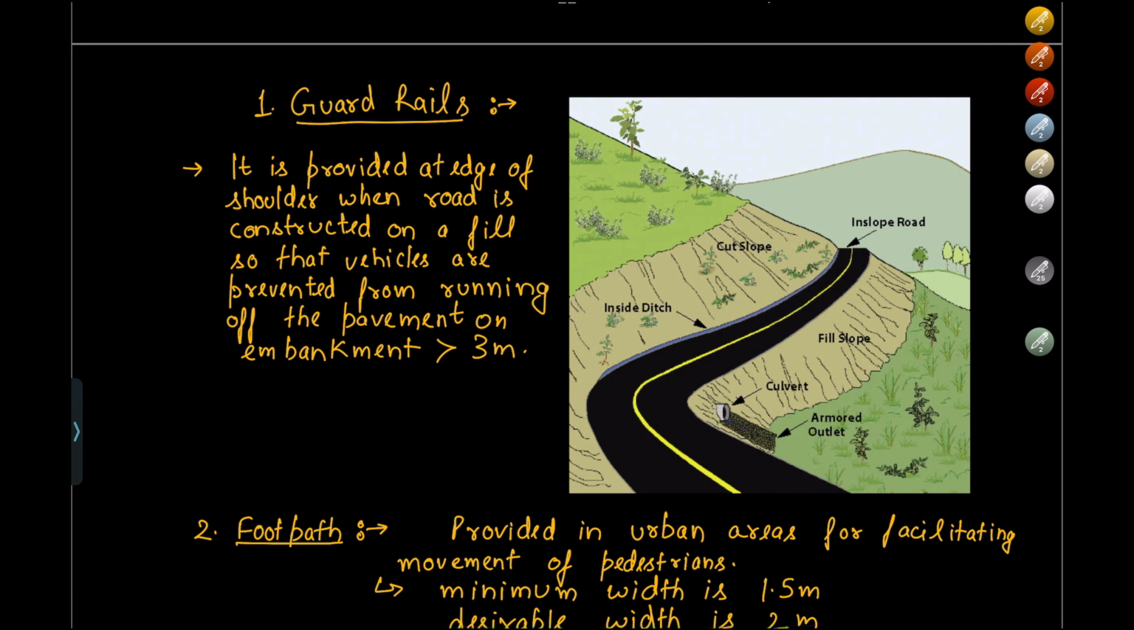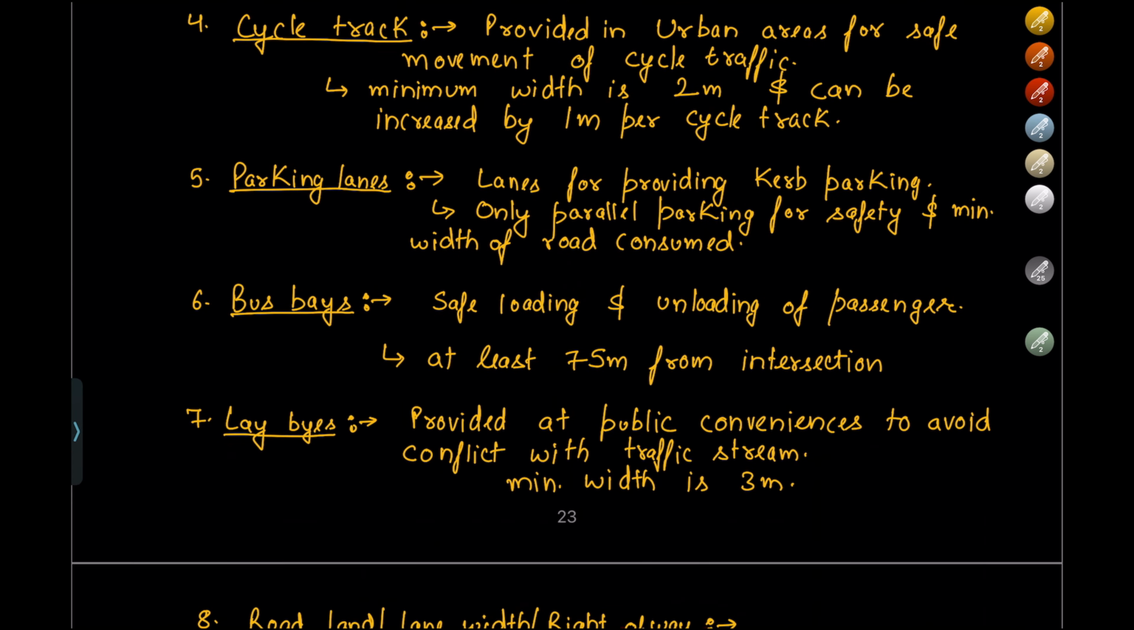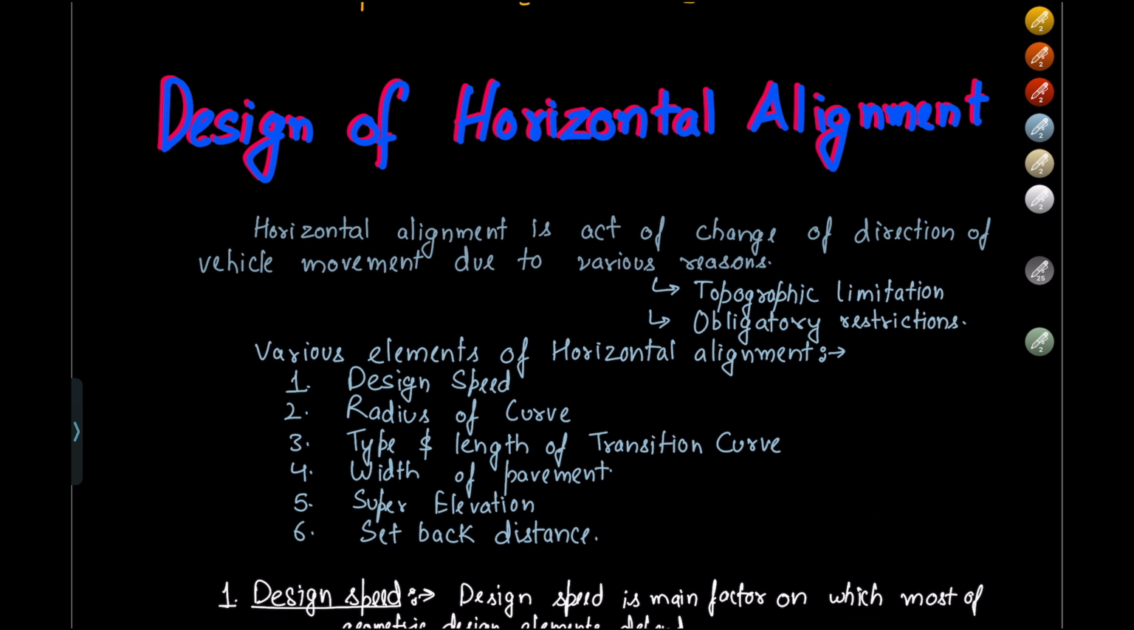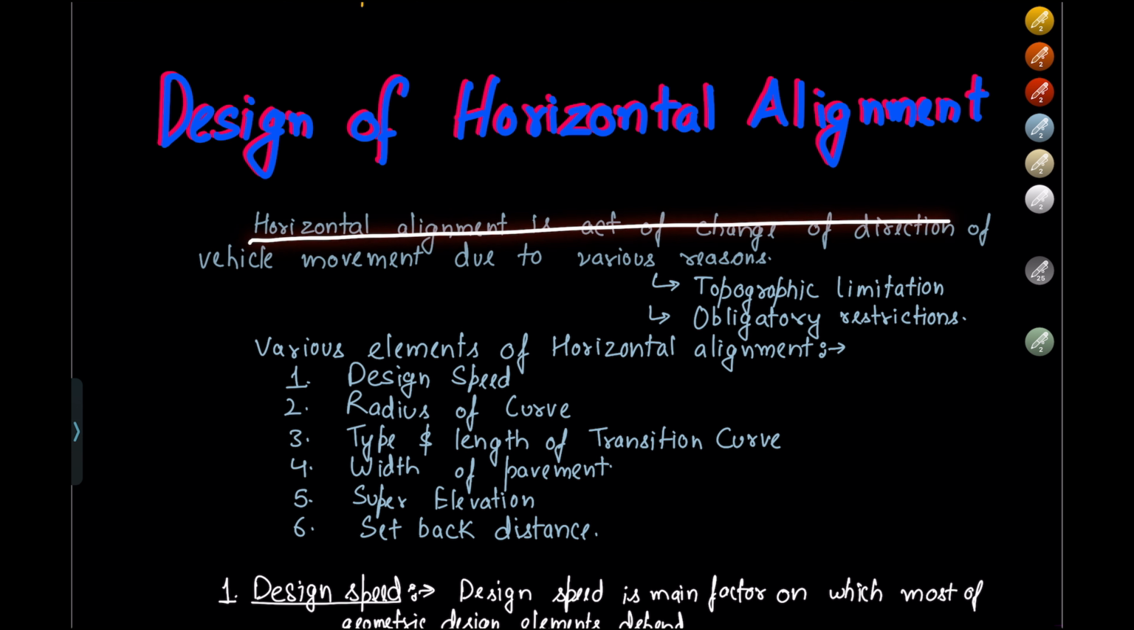Welcome everybody. So we have already studied about the road margins and other cross-section elements. So today we are going to look at design of horizontal alignment. So for that, let's understand firstly what is horizontal alignment. Horizontal alignment is the act of change of direction of vehicle movement due to various reasons.